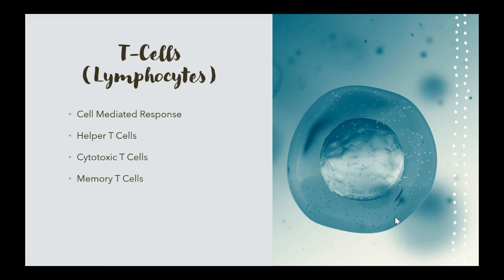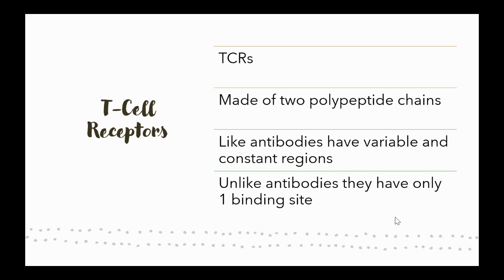So T cells are lymphocytes. So they're sometimes called T lymphocytes as well. They are involved in the cell-mediated response. The ones that we're focused on are your helpers, your cytotoxic, and your memory cells. Before we go any further, I've touched on T cell receptors a couple of times, but T cell receptors, or TCRs, are made of 2 polypeptide chains. So remember we talked about antibodies having 4 polypeptide chains? These only have 2.